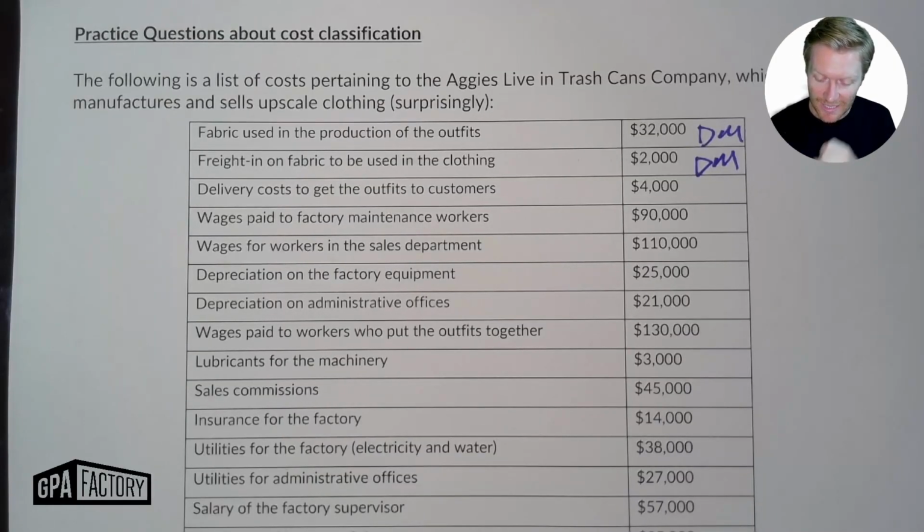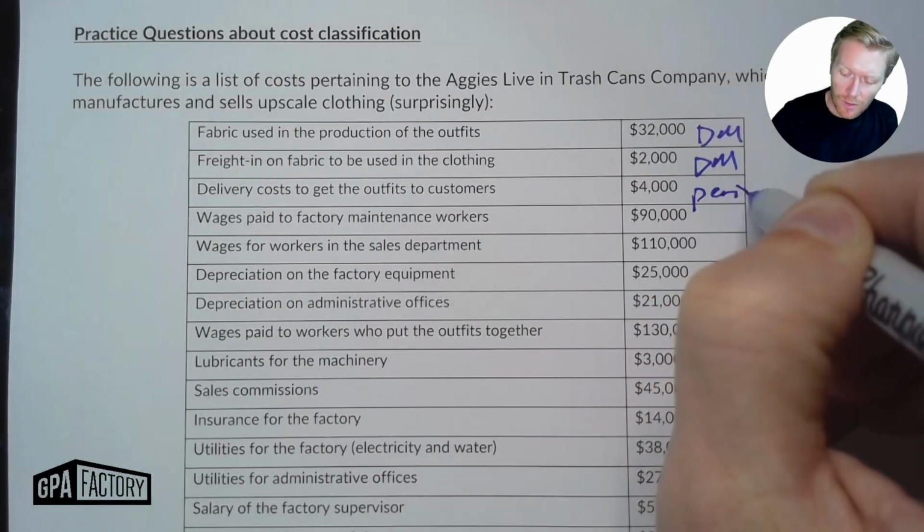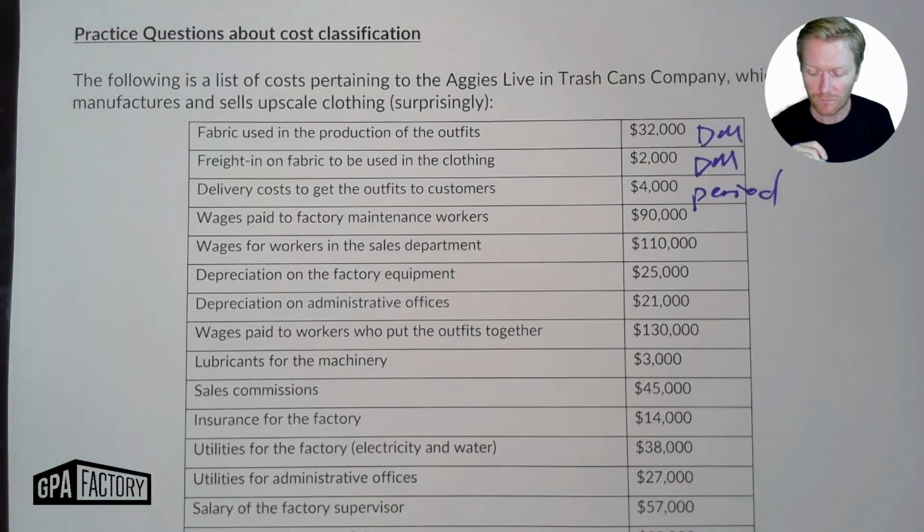Delivery costs to get the outfits to customers. So to get the outfits to customers, they've already been produced. So it's a little bit tricky, but that's not going to be included as a product cost at all. It's not going to be manufacturing overhead. Delivery costs to get the outfits to customers, those are period costs.